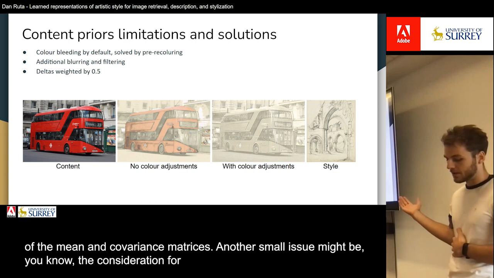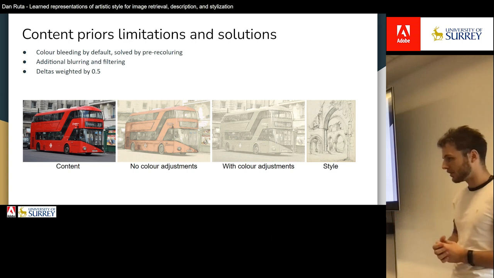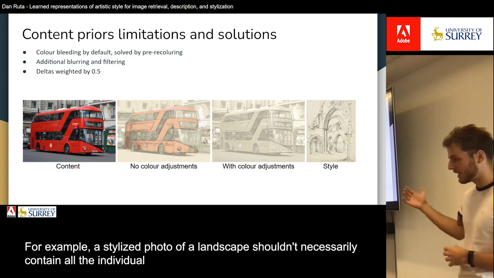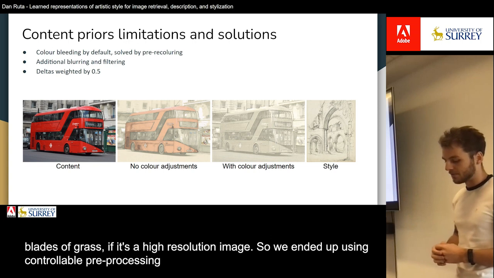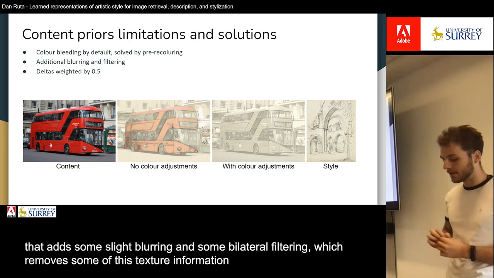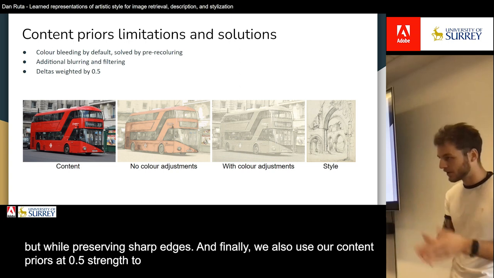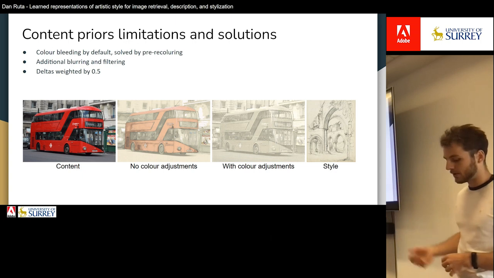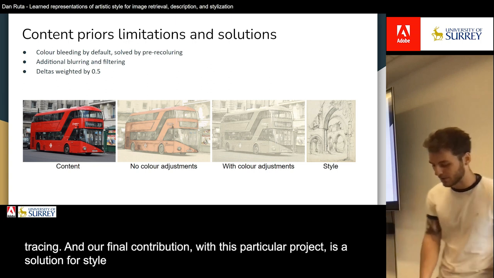Another small issue might be the consideration for how much detail we want to propagate. Not everything should always come through. For example, a stylized photo of a landscape shouldn't necessarily contain all the individual blades of grass if it's a high resolution image. So we added a user controllable pre-processing step for some slight blurring and some bilateral filtering, which removes some of this texture information, while preserving sharp edges. And finally, we also use our content priors at 0.5 strength to provide the model with some more control of the output, making it even more similar to human tracing.